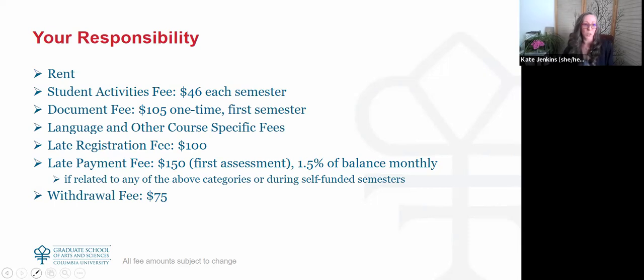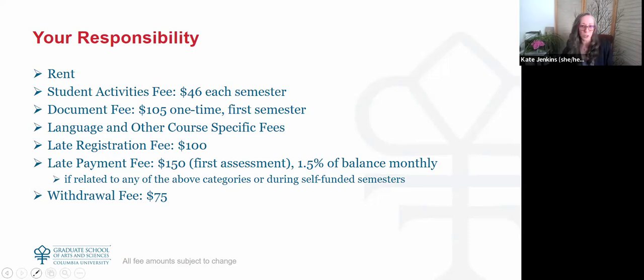Student Financial Services would assess a late fee if you have a balance after that first semester's due date, including that $46 student activities fee for the first past due date. For every billing statement after that, they will apply a 1.5% late fee accruing. So again, just keep up with your balance.